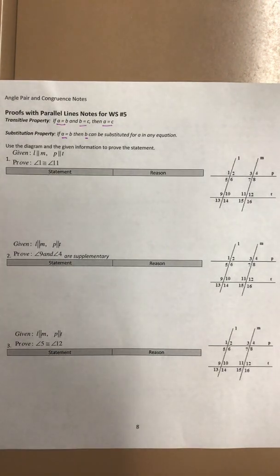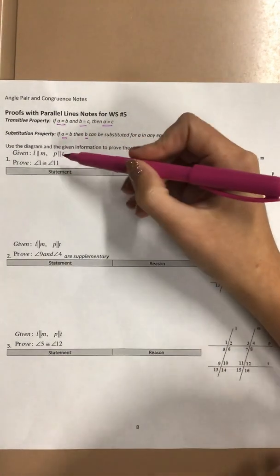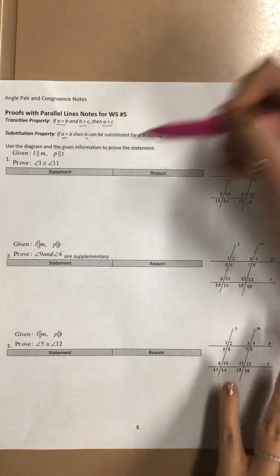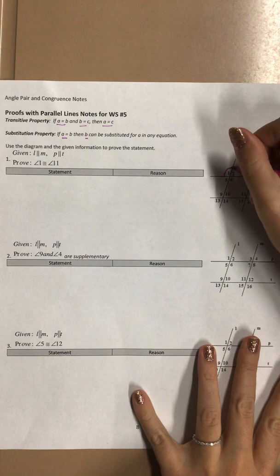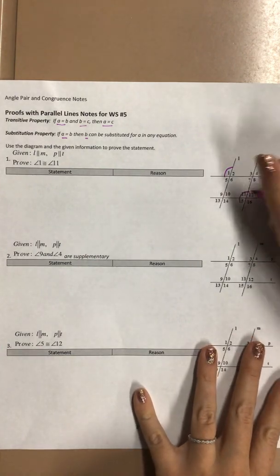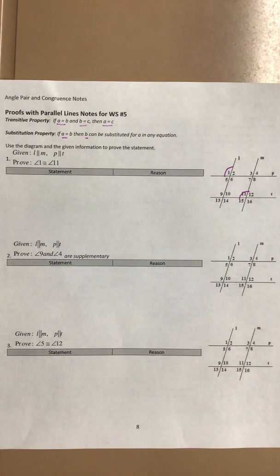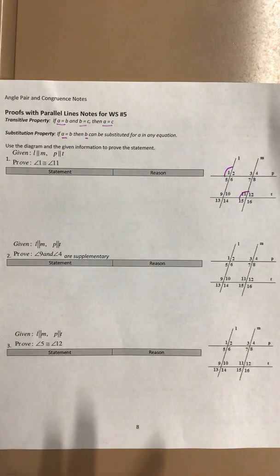We are given that line L is parallel to line M. Remember that that's what that little sign means there. And P is parallel to T. We need to prove that angle 1 is congruent to angle 11. So we are going to use different types of angle properties, angle relationships to help us prove that.